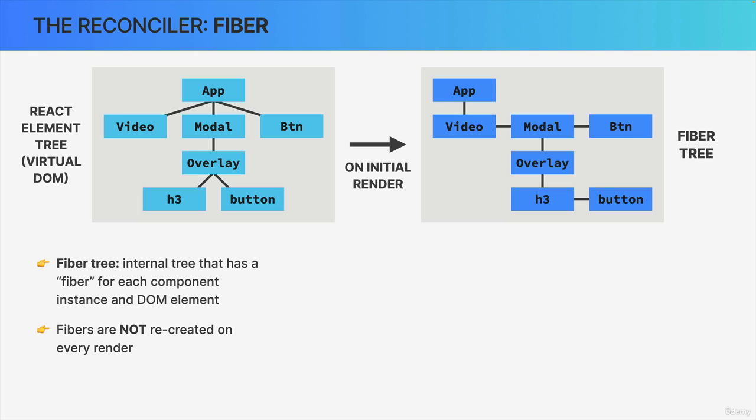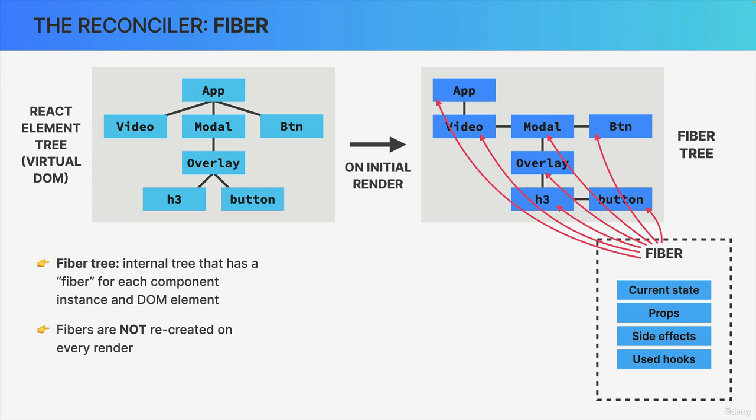And this makes fibers the perfect place for keeping track of things like the current component state, props, side effects, list of used hooks, and more. So the actual state and props of any component instance that we see on the screen are internally stored inside the corresponding fiber in the fiber tree. Now, each fiber also contains a queue of work to do, like updating state, updating refs, running registered side effects, performing DOM updates, and so on. This is why a fiber is also defined as a unit of work.